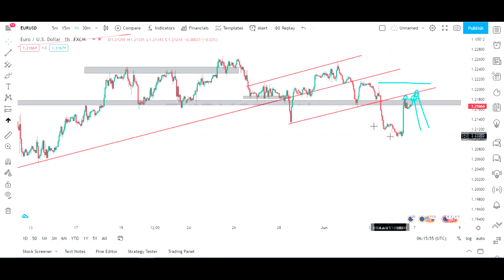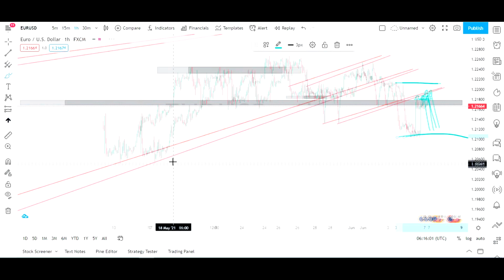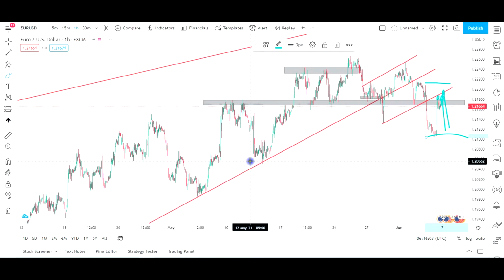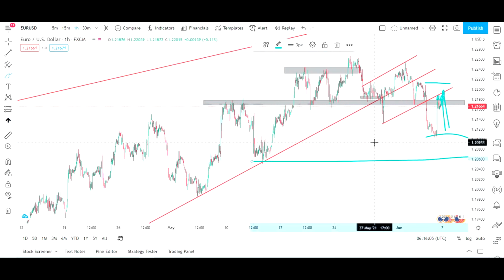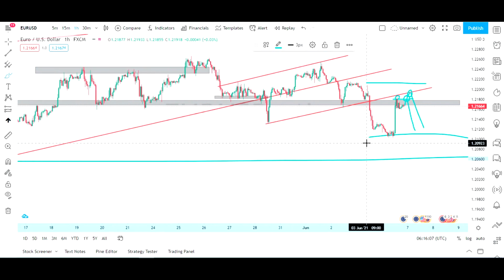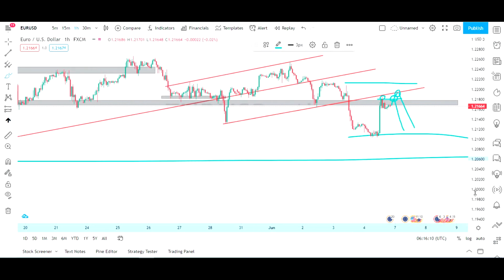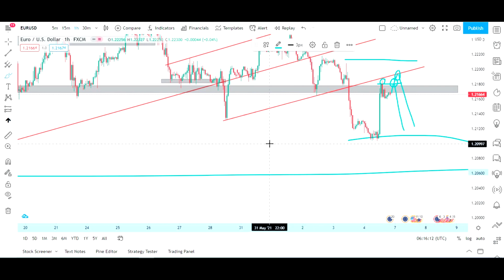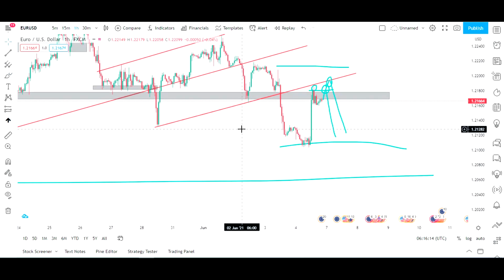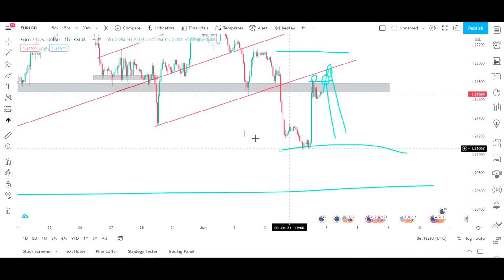So we are going to aim our target. This would be our first target, and this right here would be our second target. So this will be a swing trade to the downside for the coming week, probably maybe lapse to the other week. So this is my view on EURUSD.